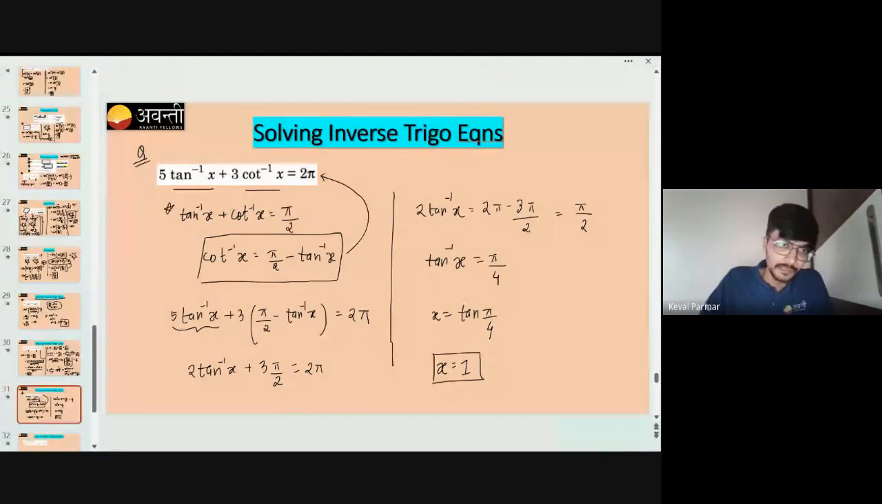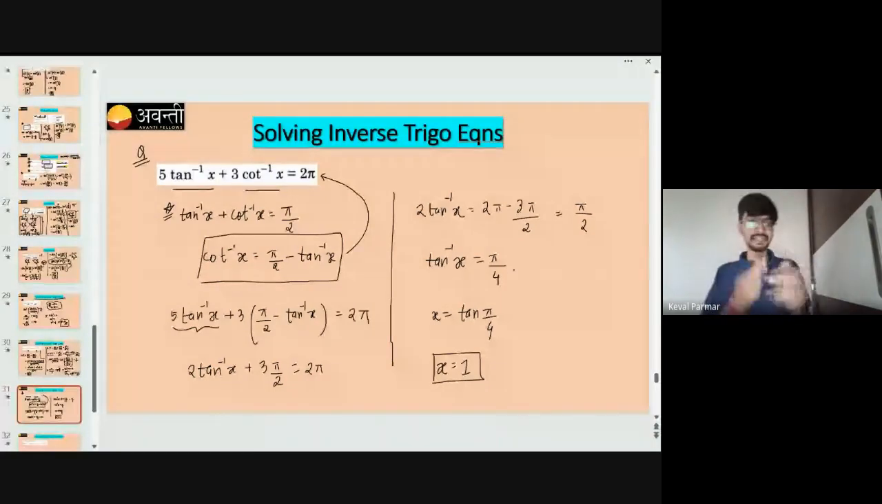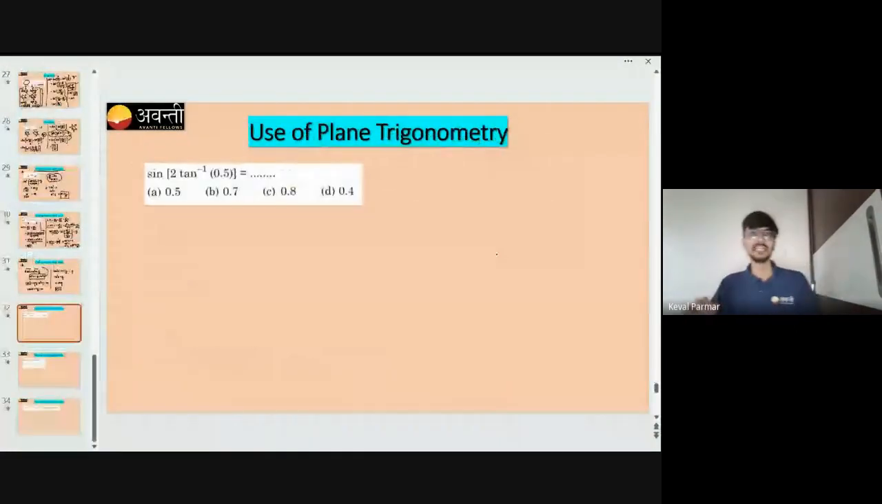The main part was to remember this property, because this property is very tough to use. If we get to the next question, use of plain trigonometry. Here, use of plain trigonometry, let me tell you, many questions of inverse trigonometry can be solved by using plain trigonometry. Now, how to use plain trigonometry?